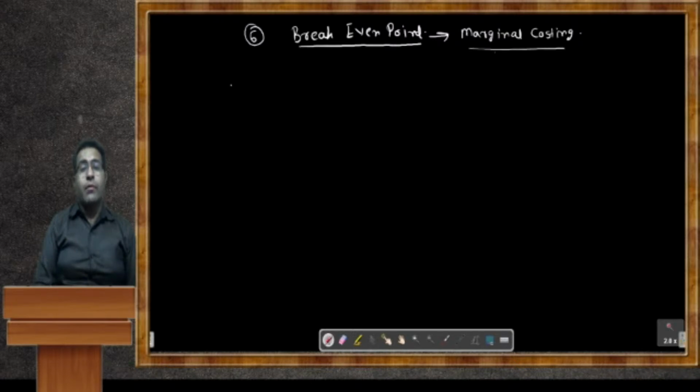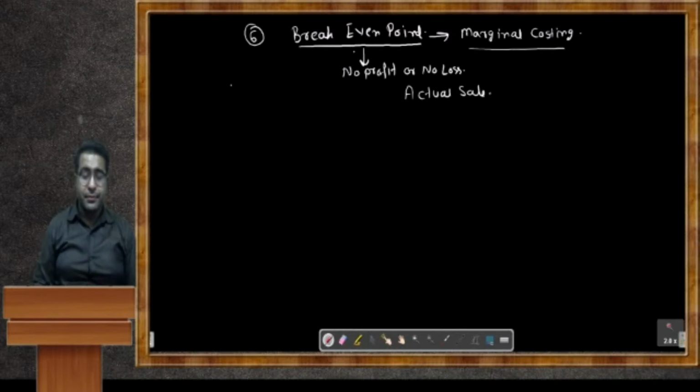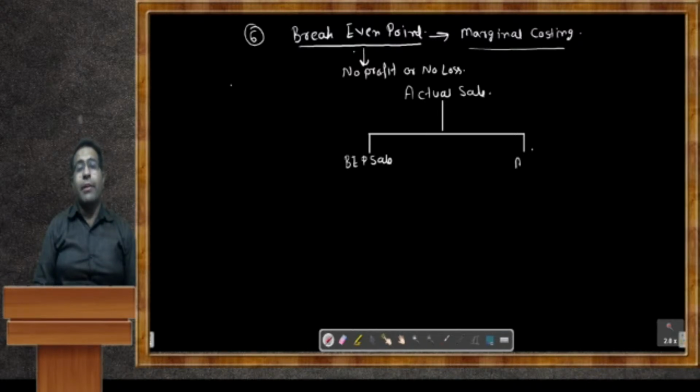In marginal costing, what do you mean by BEP? BEP means where there is no profit or no loss. When actual sales take place, then actual sales is divided into two parts. One is BEP sales and the other is margin. At BEP sales, contribution always equals fixed cost.